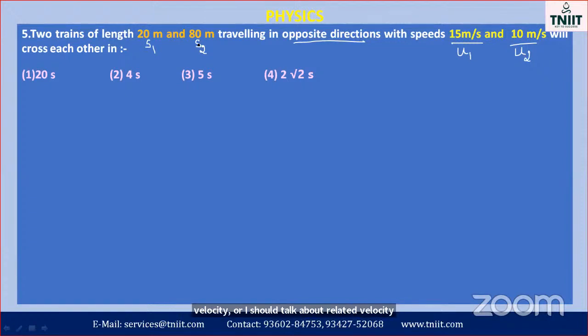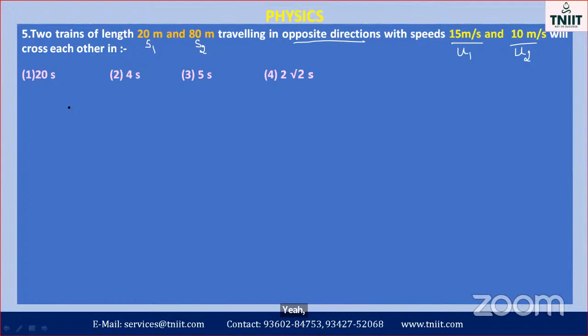Since the two trains are moving in opposite directions simultaneously, should I talk about relative velocity or should I talk only about velocity? Yes, sir. Fine. Yes, you have to talk about relative velocity.